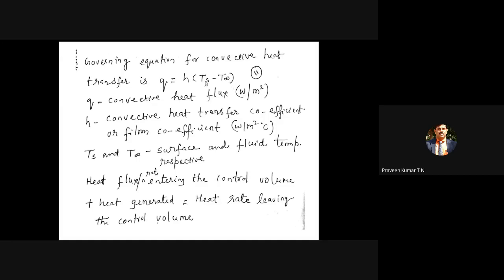Ts refers to the surface temperature and T infinity refers to the ambient temperature, or sometimes it may be the fluid temperature, especially in heat exchangers, where the heated body is directly exposed to the fluid. In such cases, it may be the fluid temperature also. Now, when we come to the equilibrium equation, we are talking about the thermal equilibrium equation. In the other cases, you have studied the mechanical equilibrium equation, where KQ is equal to F.